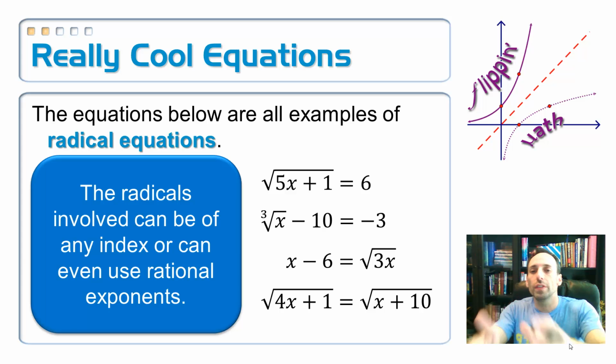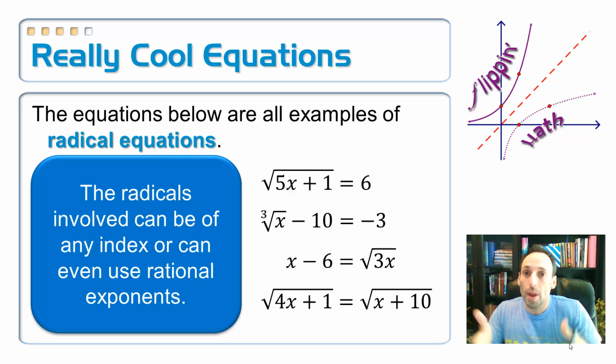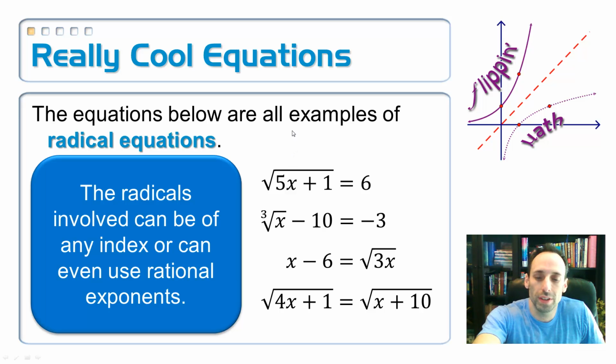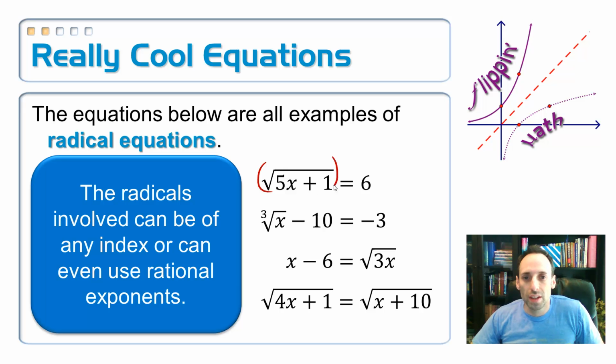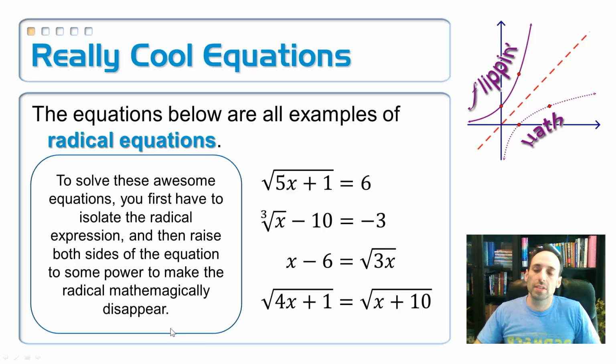Okay, so all of these are examples of radical equations. Radical equations are just equations that have radicals in them. Square roots, cube roots, whatever. You can have any index that you want. So what I was saying before Rowan came in here is that I'd be squaring both of these sides so I can get rid of the square roots. And that's exactly what the next slide says: to solve these equations, you isolate the radical, and you raise both sides to a power so that all of your radicals mathematically disappear.